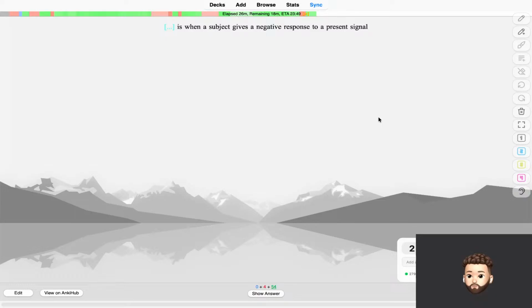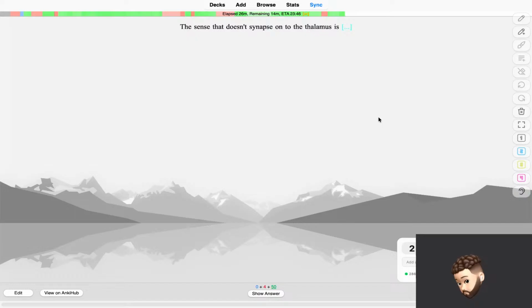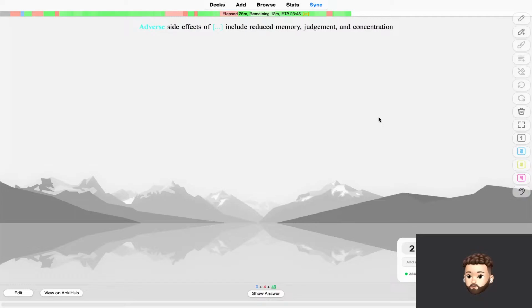Is when a subject gives a negative response to a present signal, a miss. Group one, ion channels. It connects the basal body to the filament. Olfaction. Barbiturates induce sleep and reduce anxiety.